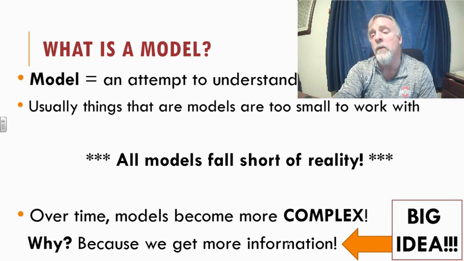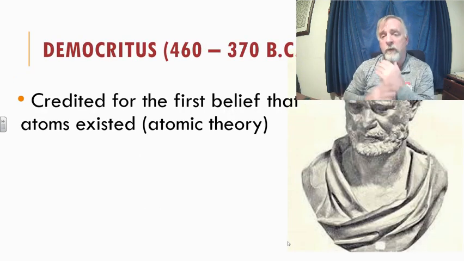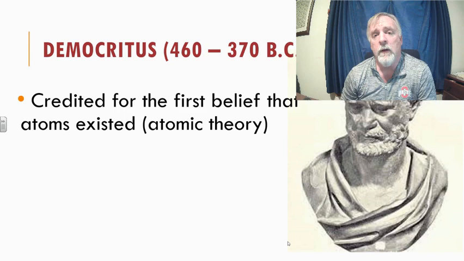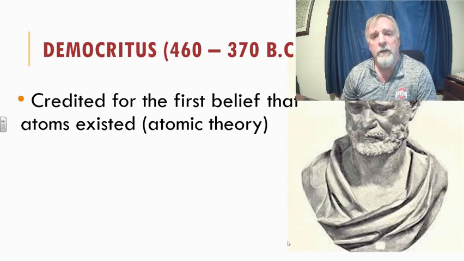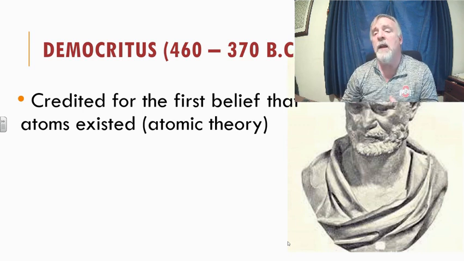And that's what we're doing with our atom. When we first started out, we had no idea what an atom was. We didn't know what we were talking about. And it took us a long time to get to our current understanding of the atom, which is actually quite complex. The first person that we credit with coming up with the idea of atoms was a man by the name of Democritus. You can see from my slide, he lived a long time ago, 2,500 years or so ago. And he was the one that we credit for coming up with the idea that atoms existed.